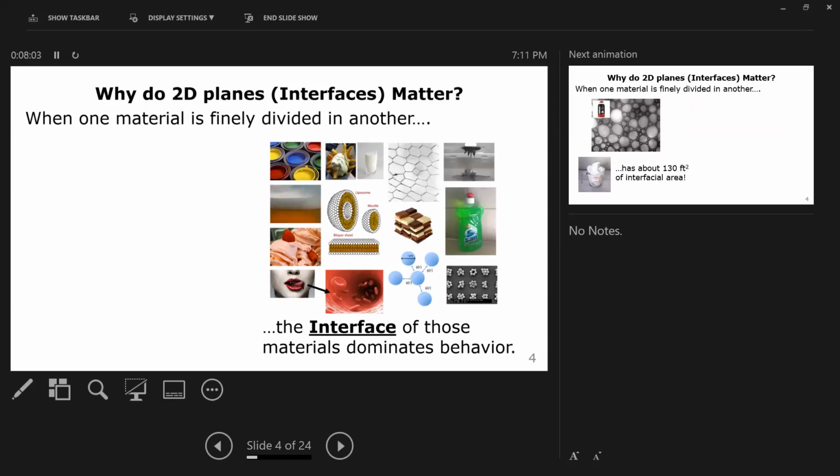Paints, mayo, milk, beer, blood, ice cream, soap, chocolate. These are all materials that are dominated by interfacial phenomena. They're called colloids. I'm not going to use the term colloid because that would just get me in more trouble, but they're dominated by interfacial phenomena.